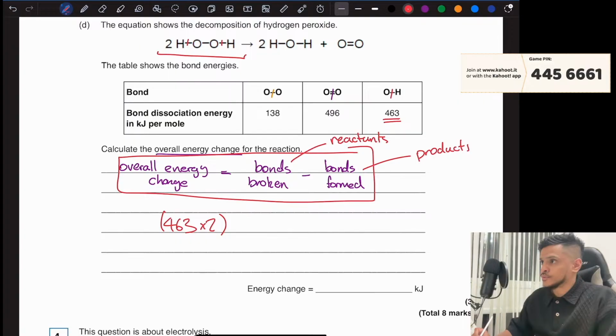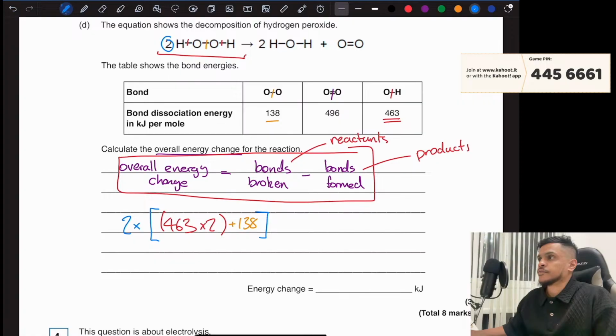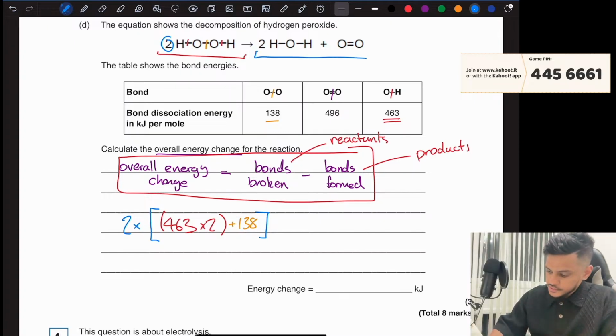And then we've also got one oxygen in the middle as well. Oxygen's 138, so I'm going to add 138 to that. Now we notice that there is a 2 in front. This means you want to multiply everything in the bracket by 2. That is the reactants done. Now you need to do the products. How do you do the products? Add all of these up and then subtract. So let me put this whole thing in brackets.